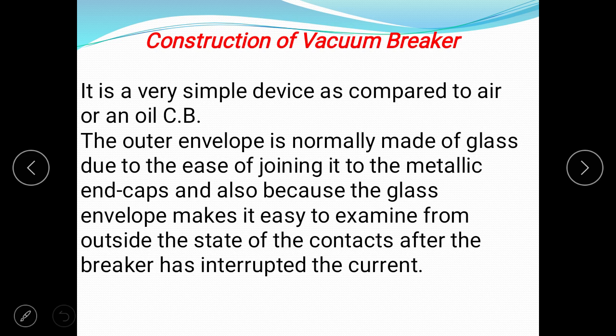Now the construction of a vacuum circuit breaker is very simple, and compared to air or oil circuit breakers, its outer envelope is normally made of glass due to the ease of joining it to the metallic end caps, and also because the glass envelope makes it easy to examine from outside the state of the contacts after the breaker has interrupted the current.